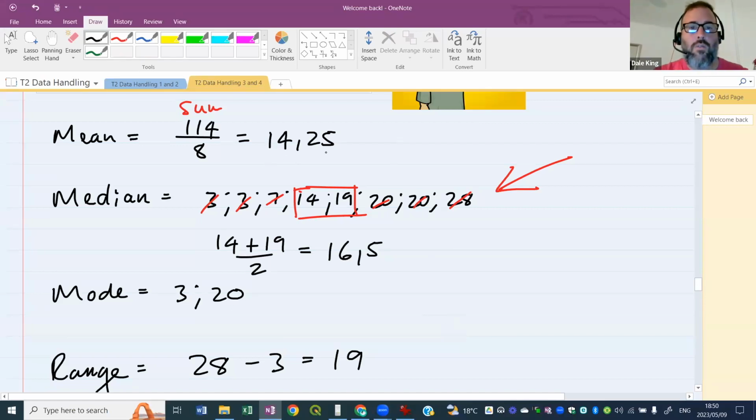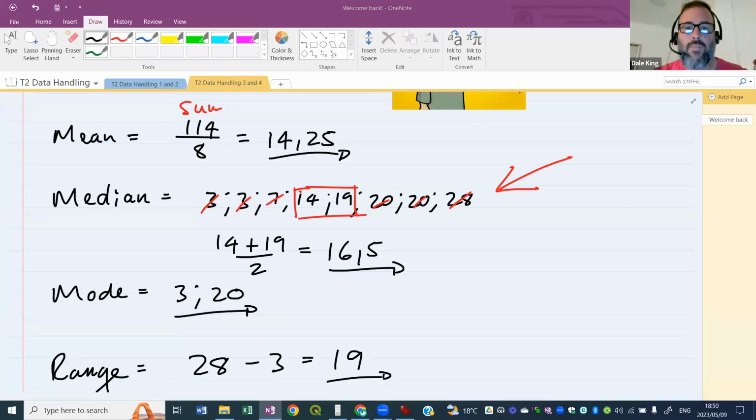We've got a mean of 14,25. We've got a median of 16,5. Mode is 3 and 20, and a range of 19. All right. Good job. Well done to all those people.